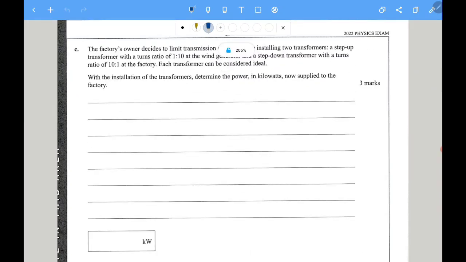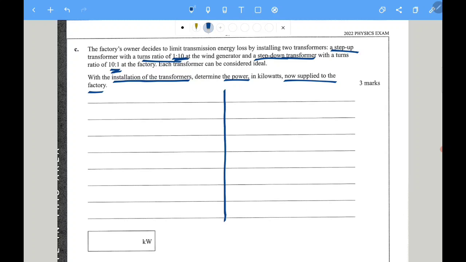Right, now of course we have a transformer, because that's the whole point of a transformer, to reduce the energy loss in our wires. So to limit the transmission energy loss, we install two transformers: a step-up transformer, which steps up the voltage, steps down the current, and a step-down transformer, which steps up the current and down the voltage. Right, they have the same ratio of turns. With the installation of the transformers, determine the power now supplied to the factory. Alright, so the key idea here is we need to first of all find what the power loss is.